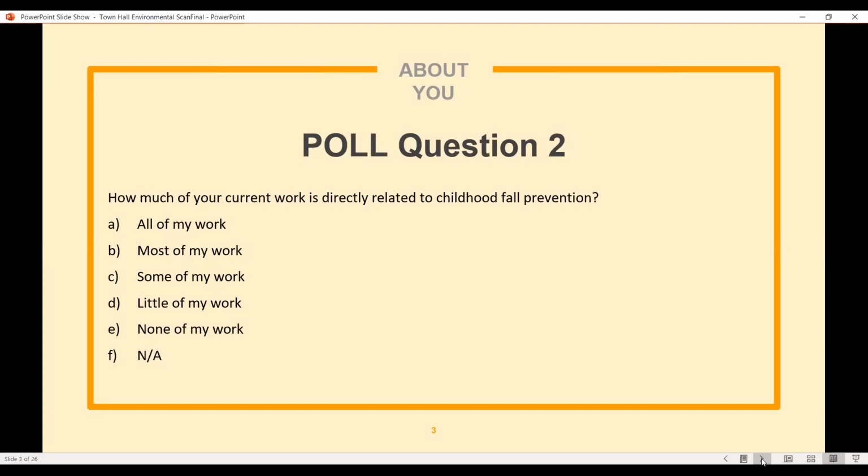So if we look at the results here, it looks like "some of my work" and "just a little of my work" is the most common response. To be honest, I have to say that that's not surprising. And that's one of the reasons that brings us here today: understanding that this may not be a role that people identify with as a full-time worker in childhood fall prevention, but how do we still leverage your role, your perspective, and the work that you're doing to really build up our capacity in this area. So thank you all so much for sharing that.